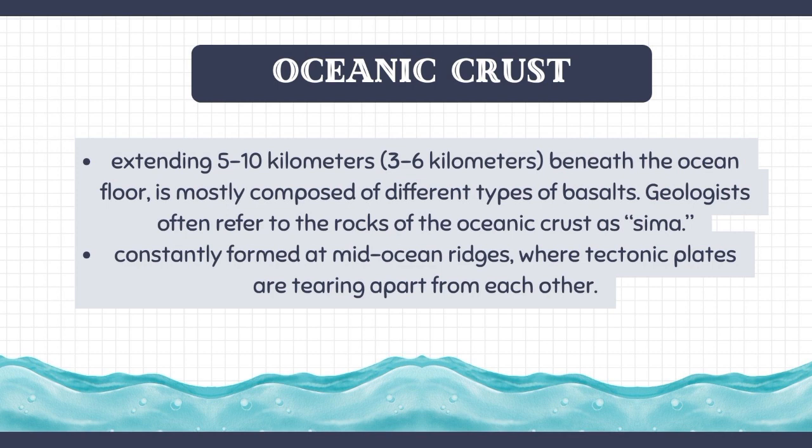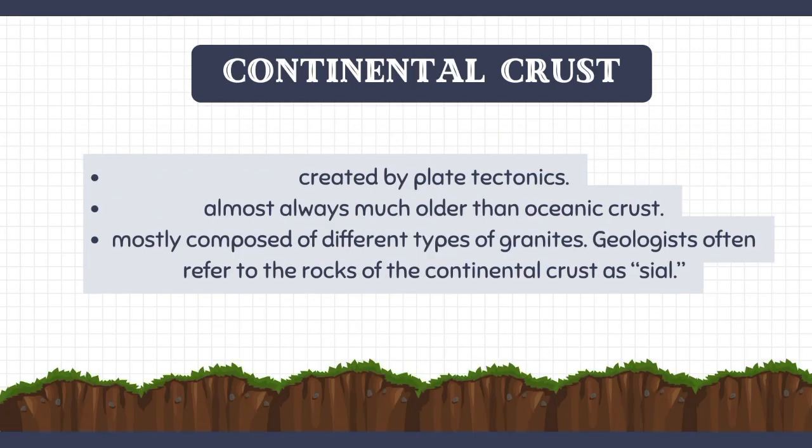And constantly, the oceanic crust is formed at mid-ocean ridges where the tectonic plates are tearing apart from each other. And aside from that, the oceanic crust is very young in comparison to the continental crust. Because, according to our research, the oldest oceanic crust is only 200 million years old, but the oldest continental crust is as old as 4 billion years.